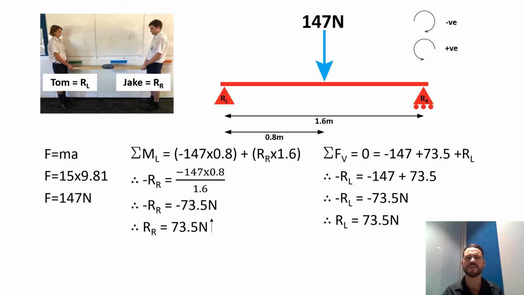Now we can go and prove this. We could do exactly the same thing as what we've just done, but taking the moments about the right side. Or if we know that there needs to be a balanced system to make it in equilibrium, then we know that if there is 147 pushing down, there needs to be 147 also pushing up. So I framed it like this. Sum of forces vertical equals 0. That means it's in equilibrium. Equals negative 147 plus 73.5 plus reaction left. And when we flip that all around, we prove that the reaction left is also 73.5 newtons, also pushing up.